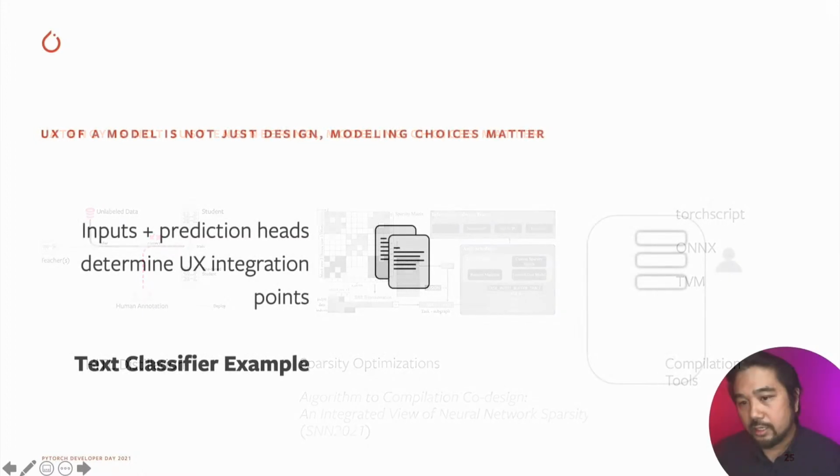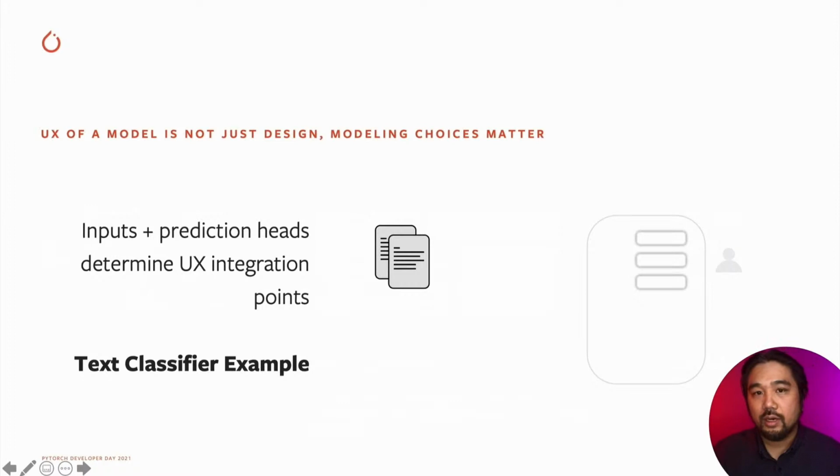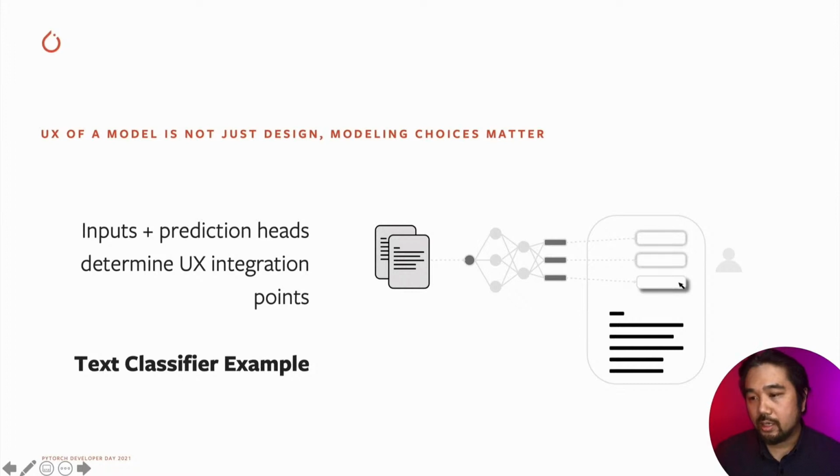So the second thing, just as latency is not purely the domain of your production engineers, it's worth thinking about design even as you're developing your model. So let's take this example of a text classifier. As an internal tool, you might want that text classifier to feed into a user interface where, when a classification shows up, it shows up as a button or something that the person can interact with. So you need to line up your prediction heads so that they correspond to those user interface elements, right?